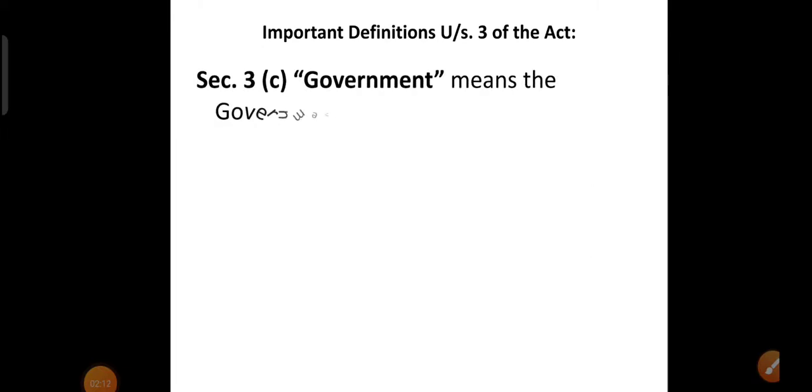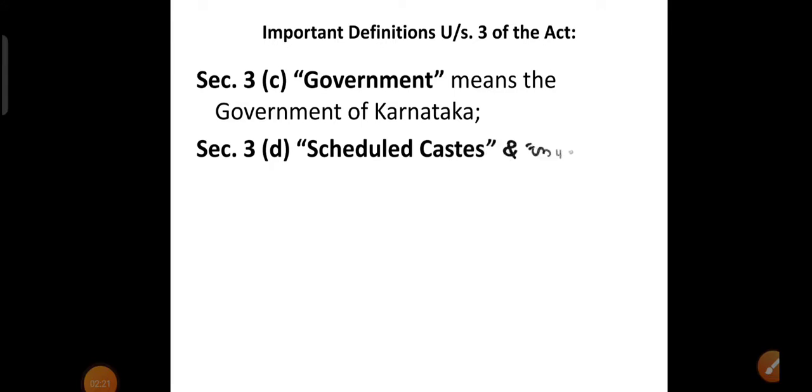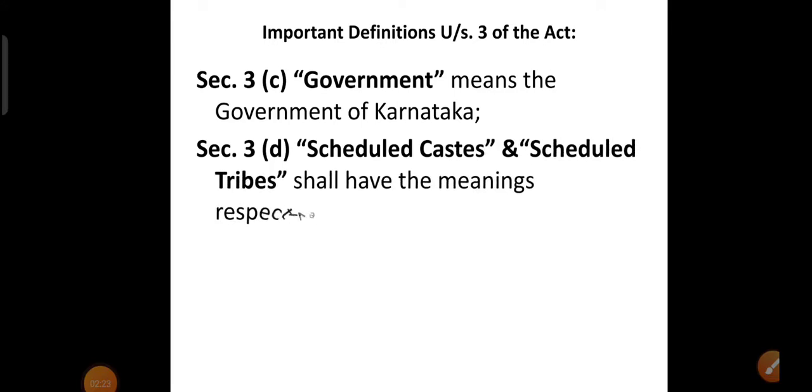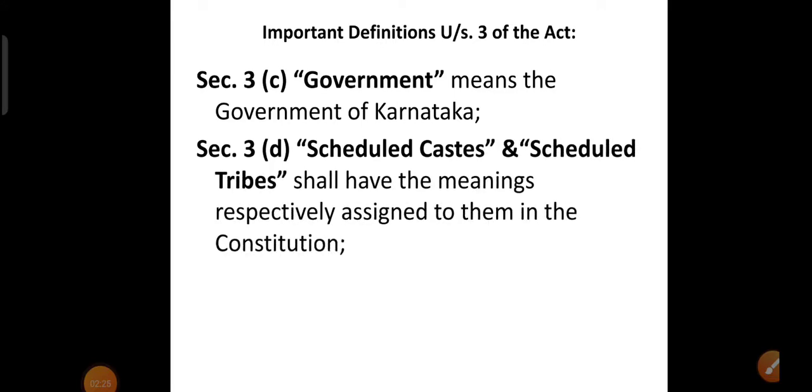So moving ahead, whenever you come across government under this act, government means the government of Karnataka and not the central government. Only if it has been mentioned as central government can you consider that this is not the government of Karnataka. So further, what do scheduled caste and scheduled tribes mean? They shall have the same meaning respectively assigned to them in the constitution.